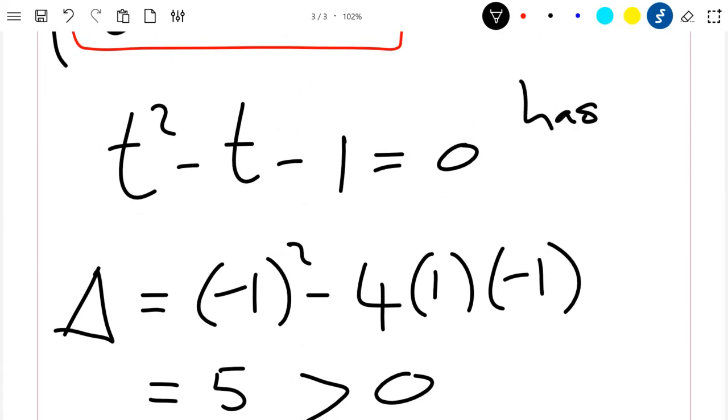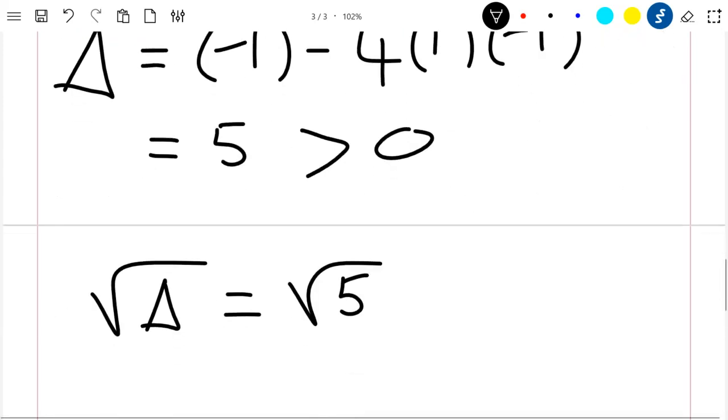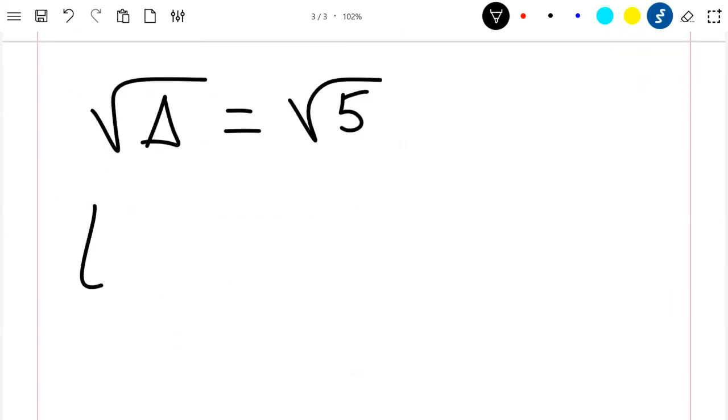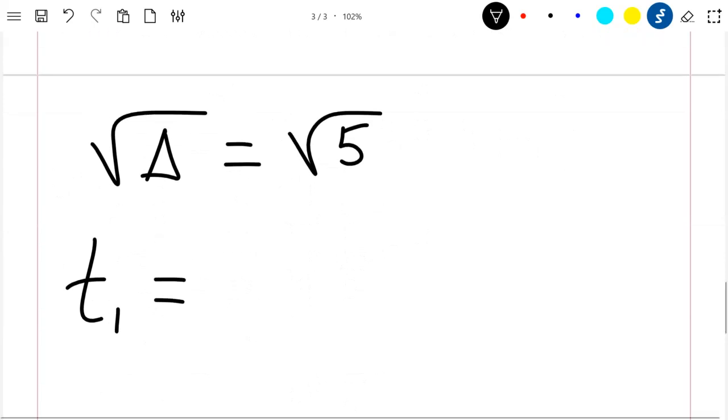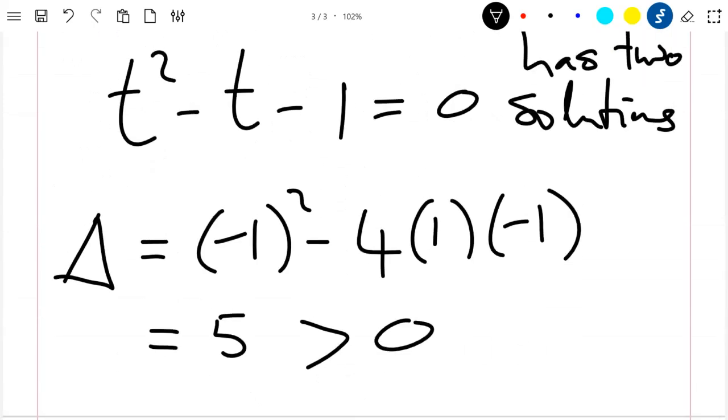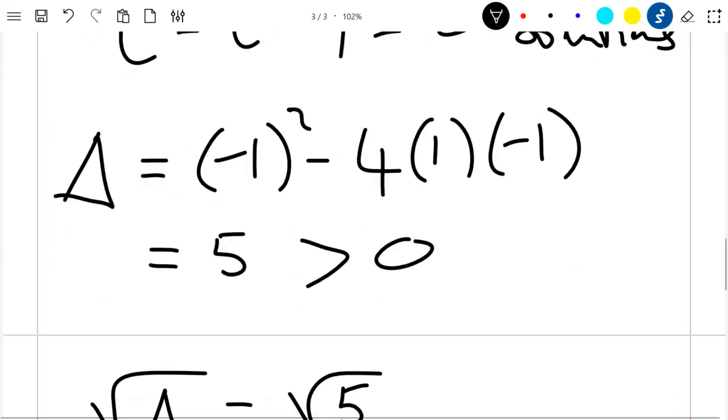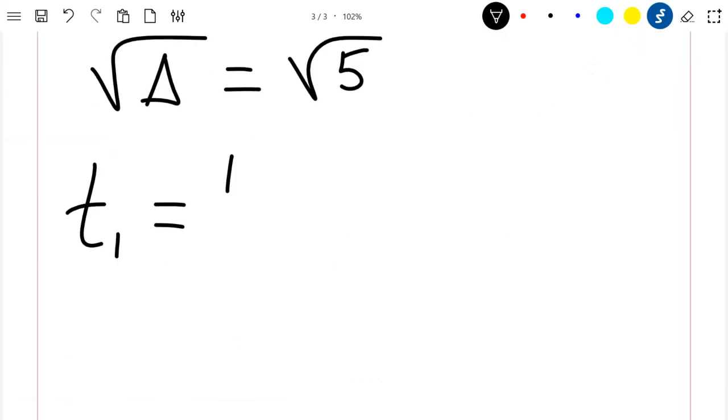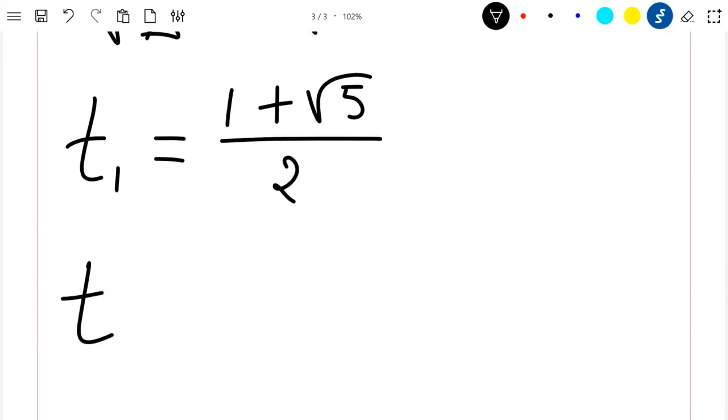This one has two solutions. The first solution is given by t1, which is minus b. We have b equal to minus 1, so minus b is just 1, plus the square root of delta, divided by 2a, where a is 1. And the second one is t2, which is 1 minus the square root of 5, divided by 2a.